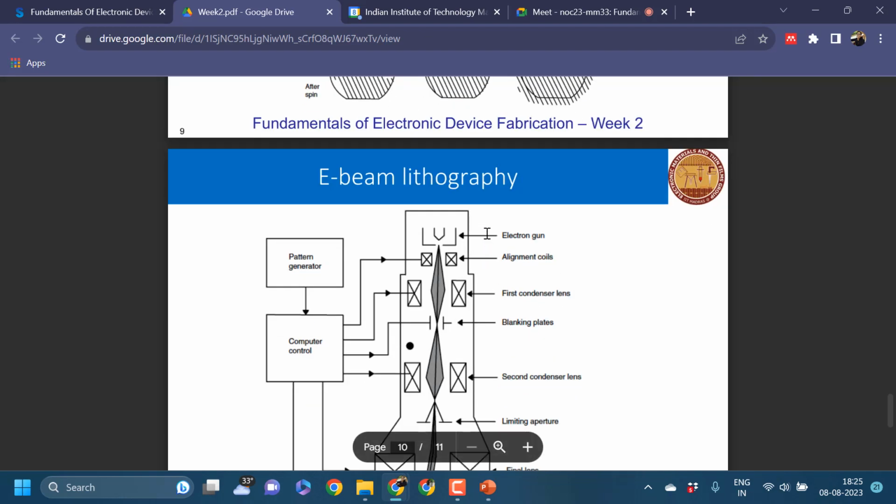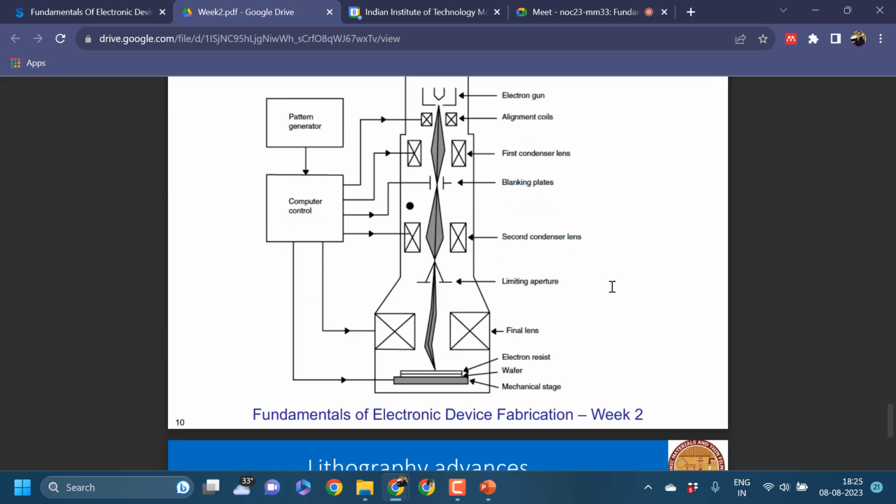Another type of lithography that is happening now is electron beam lithography. So can anybody tell me what is electron beam lithography? Pattern directly drawn onto the surface using a beam of electrons. Sorry, can you repeat once more? A beam of electrons. Yeah.